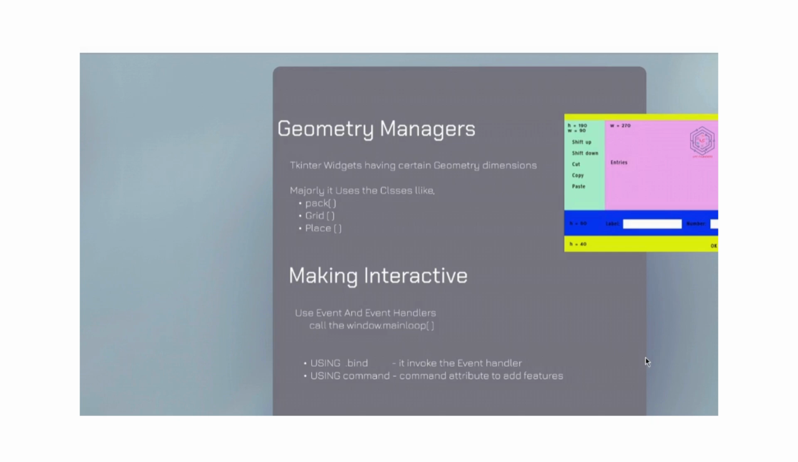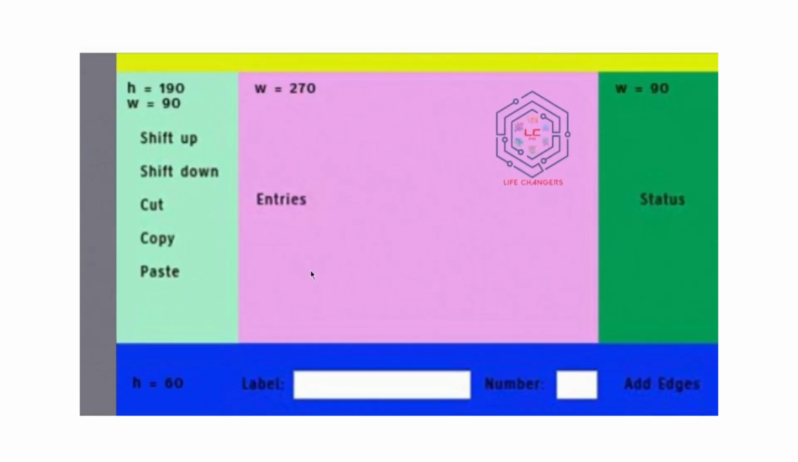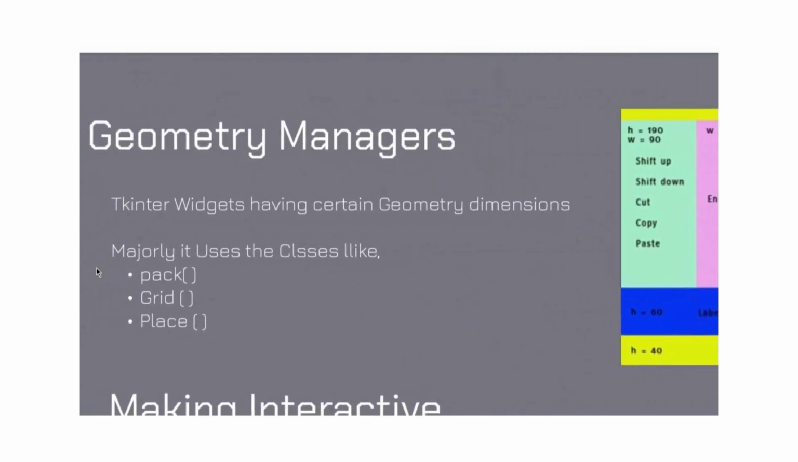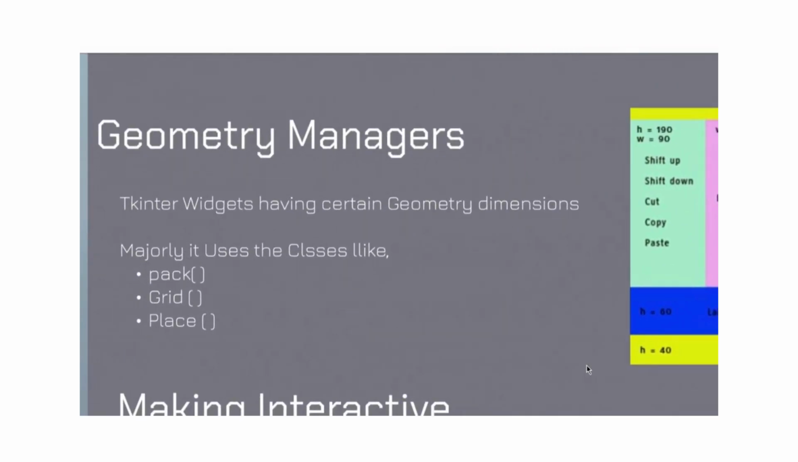Now I'm coming to controlling the layout, the geometry manager. So what kind of layout is that? Tkinter widgets have certain geometry dimensions. These geometry measurements allow you to arrange the widget in parent frames or parent widgets. Tkinter has three major geometry manager classes: pack, grid, and place.